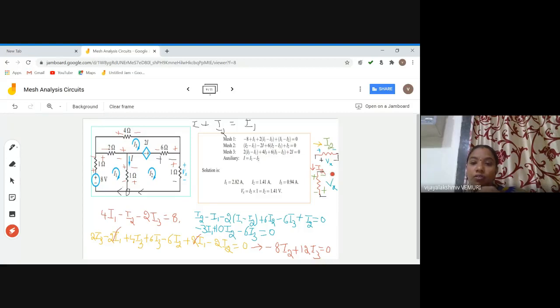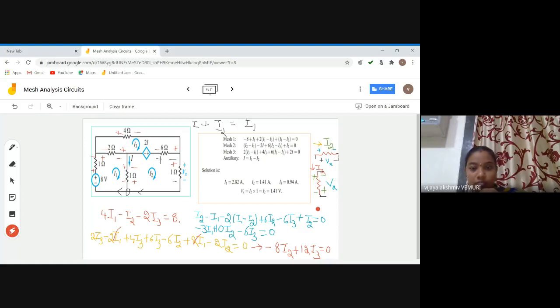Wait a minute. I'll just put it in this way. Okay, so I2 is flowing like this.